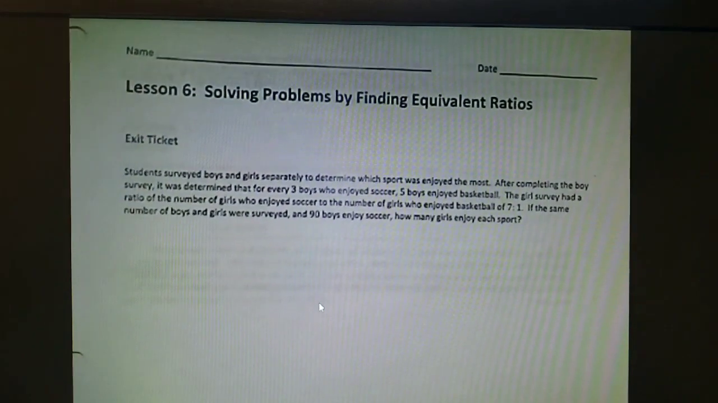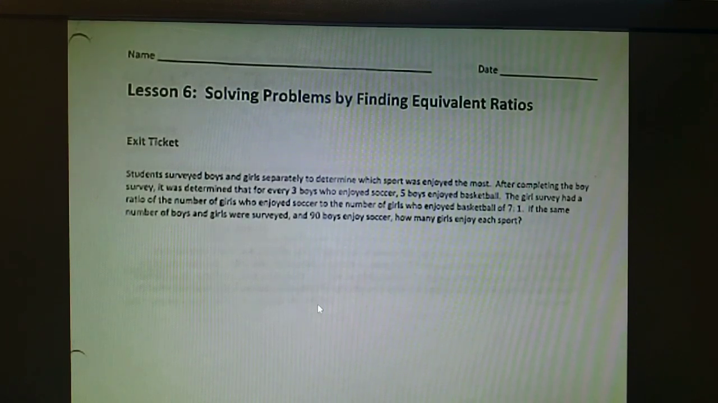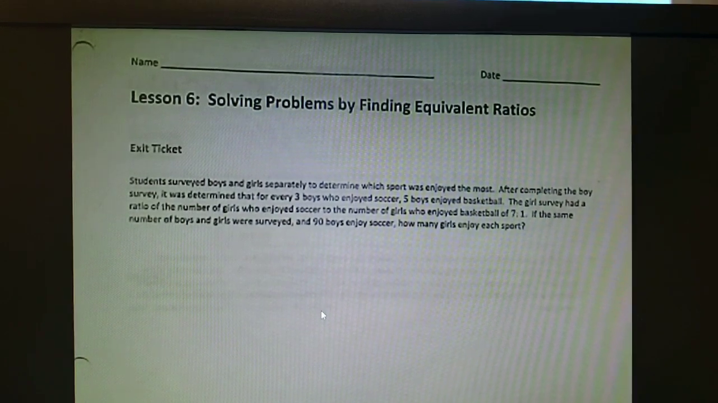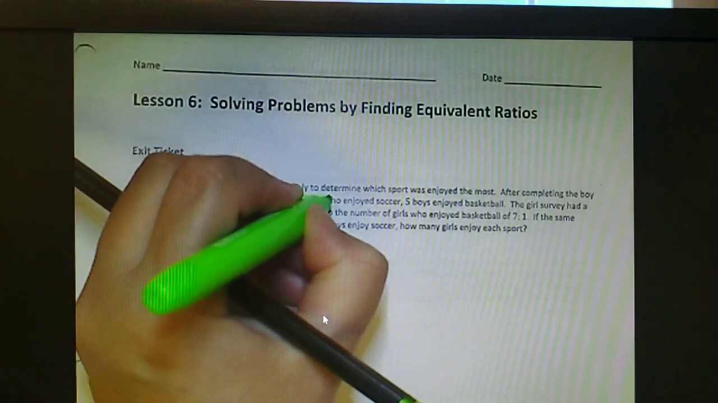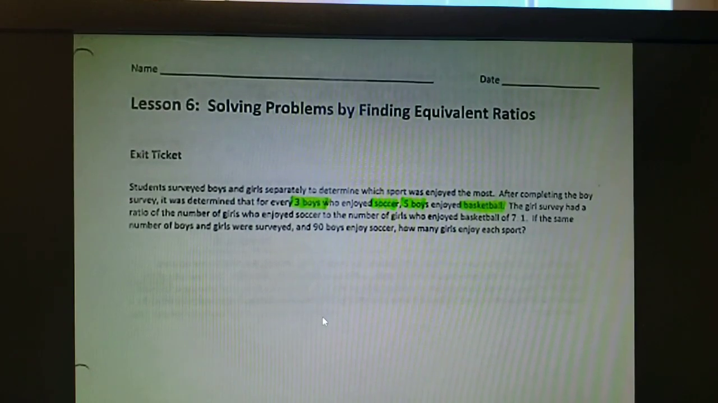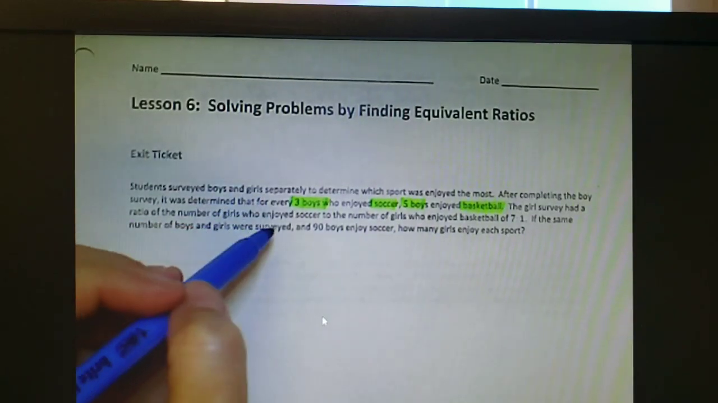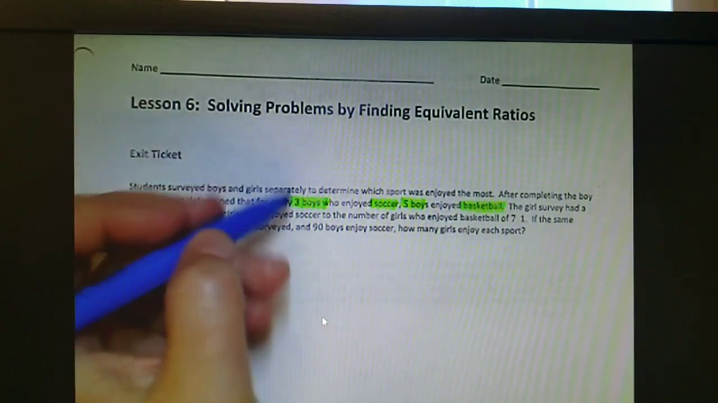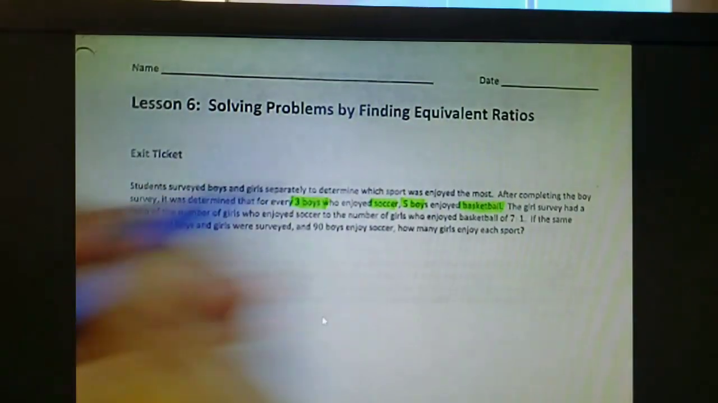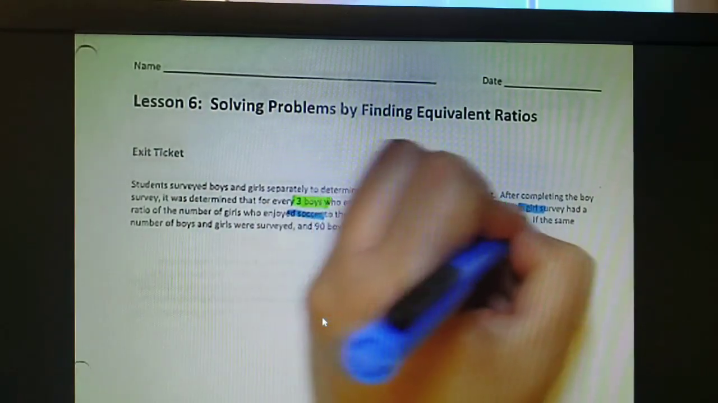Okay, I'm going to also do the exit ticket with you guys, just so you guys can see the exit ticket for lesson number 6. So students surveyed, boys and girls separately, determined which sport they enjoyed the most. After completing the boy survey, it was determined that for every 3 boys who enjoyed soccer, 5 boys enjoyed basketball. Okay. The girl survey had a ratio of the number of girls who enjoyed soccer to the number of girls who enjoyed basketball, 7 to 1. So theirs was a little bit different. Theirs was the girls were soccer to basketball, and it was a 7 to 1.